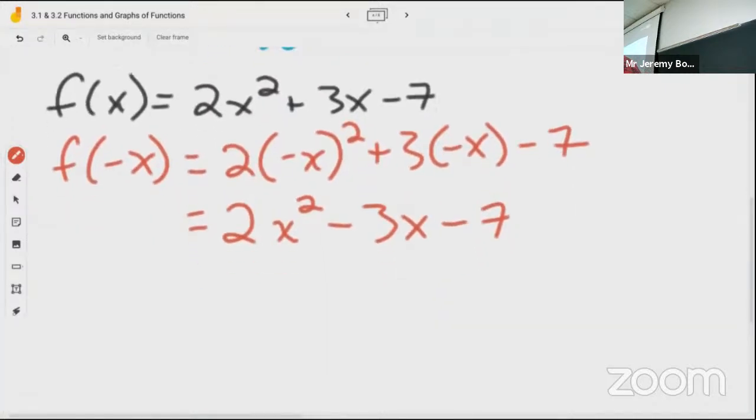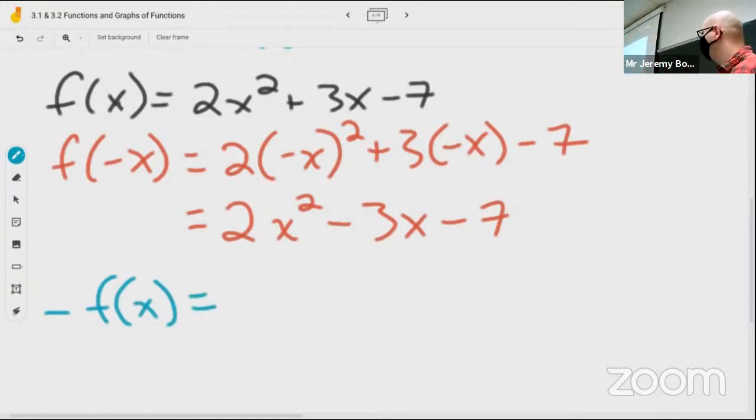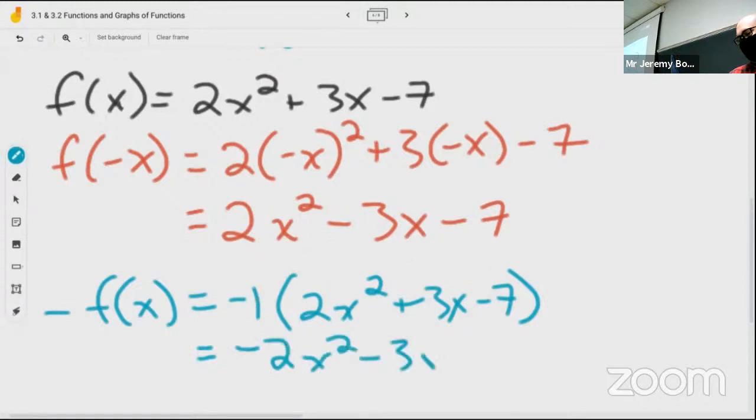All right, what if I want to know negative f of x? Then that's when you distribute. It's basically multiplying your function by negative 1. So we'll have negative 1 times 2x squared plus 3x minus 7. And that negative 1 is going to distribute to each term inside there. So this is going to be negative 2x squared minus 3x plus 7.